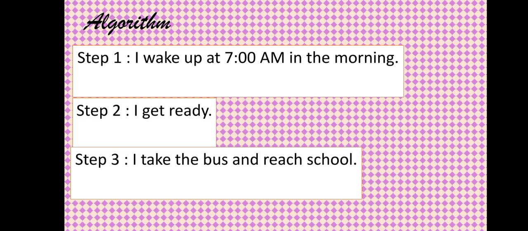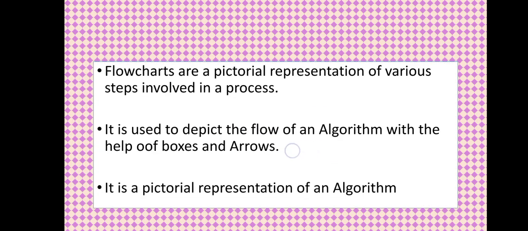Now, we'll be moving forward to flowcharts, which we are going to discuss here. So, we know that flowcharts are a pictorial representation of algorithms, and let us study a little bit about flowcharts. Flowcharts are a pictorial representation of various steps involved in a process. It is used to depict the flow of an algorithm with the help of boxes and arrows.